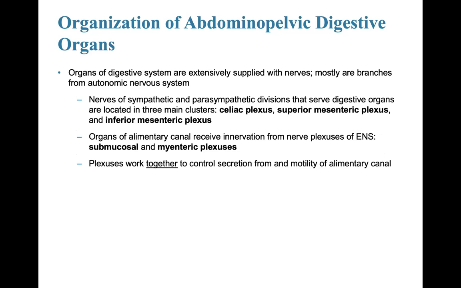Organs of the digestive system are extensively supplied with nerves. Mostly these are branches from the autonomic nervous system, because their job is to control a lot of that smooth muscle, as far as either peristaltic contractions or segmentation. Nerves from the sympathetic and parasympathetic divisions that serve the digestive organs are located in 3 main clusters: the celiac plexus, the superior mesenteric plexus, and the inferior mesenteric plexus.